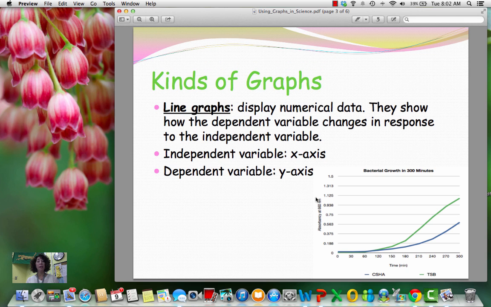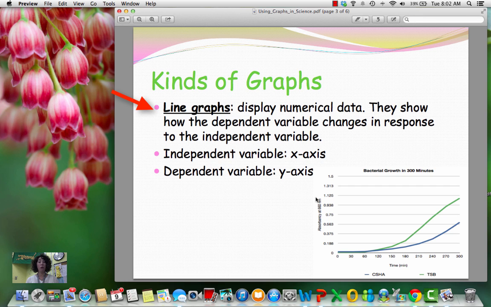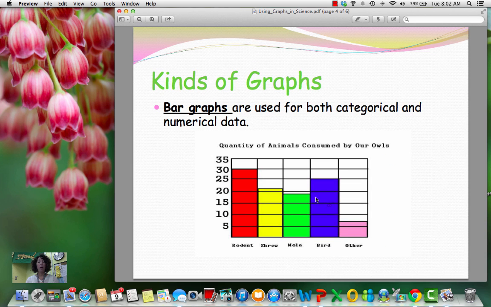So let's talk about the different kinds of graphs that we can use. Line graphs are great for that numerical data, for those numbers. They can show us how, when we're doing an experiment, the dependent variable changes in response to the independent variable. And on a line graph, the independent variable always goes along the x-axis, while the dependent variable goes up and down on the y-axis. Bar graphs are great for both categorical and numerical data, and again, allow us to see either categories or trends that are taking place with the data we collect.